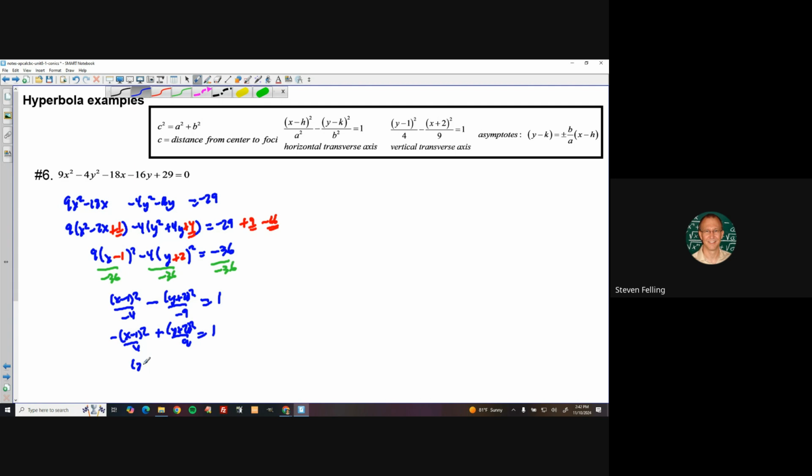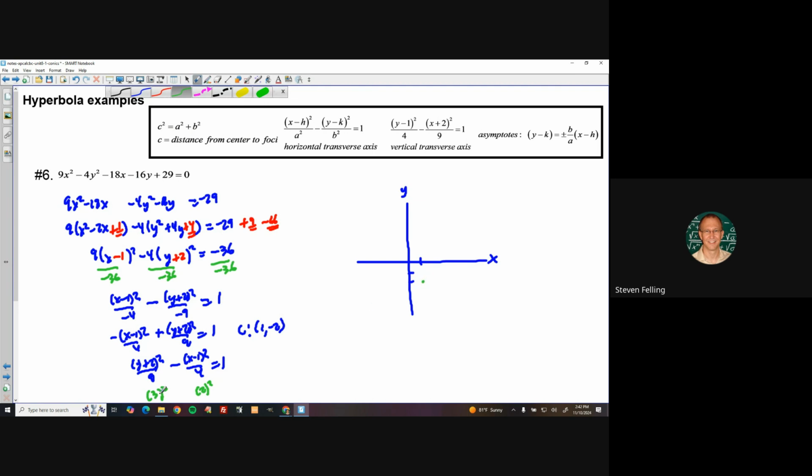So we end up with y plus 2 squared over 9, that's the positive term this time, minus x minus 1 squared over 4 equals 1, which means the center of this object is that x is 1, y is negative 2. And this number below the y is a 3 squared, and below an x is a 2 squared. All right, so now we can graph that. We want to go to the location positive 1, negative 2. There's the center of the object.